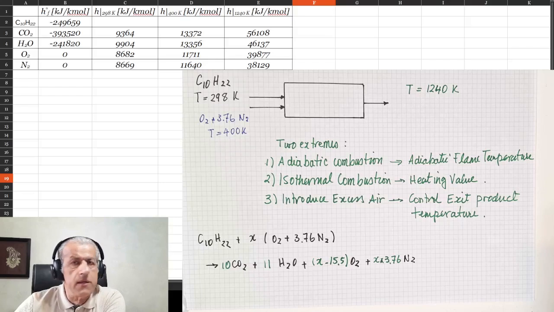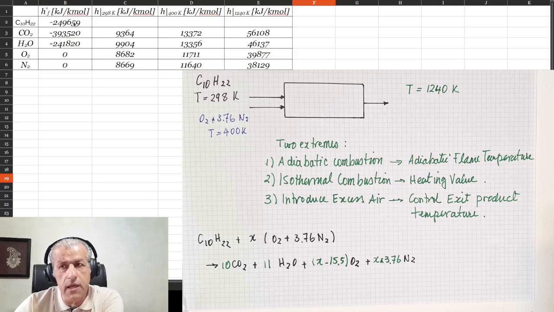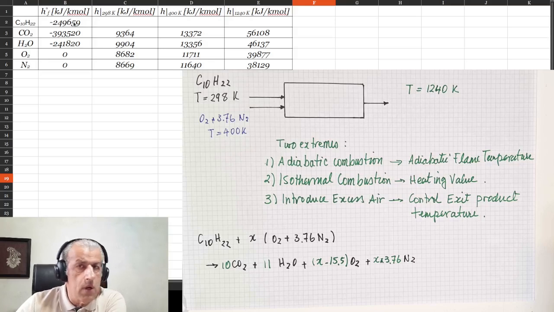Now I have collected all I need for an energy equation in this table. As we see here, for C10H22, I have its enthalpy of formation. I don't need anything for its temperature because it enters at 298 and our base temperature is 298. So its sensible enthalpy would be zero in fact.